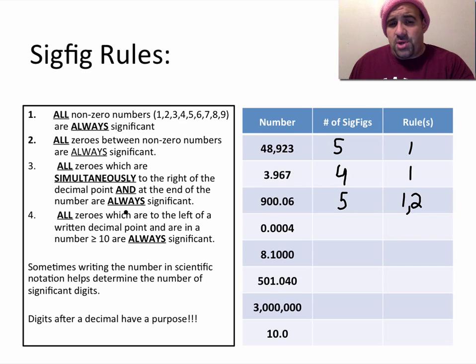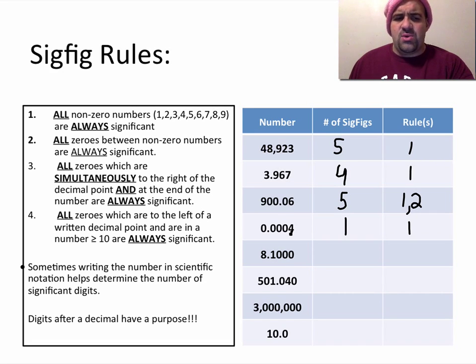And all zeros which are to the left of a decimal point and are in a number greater than or equal to 10 are always significant. These are not. There's only one zero to the left of the decimal point, and it is not in a number greater than 10. So the only significant digit here per rule 1 is this 4. So this actually has one significant digit.